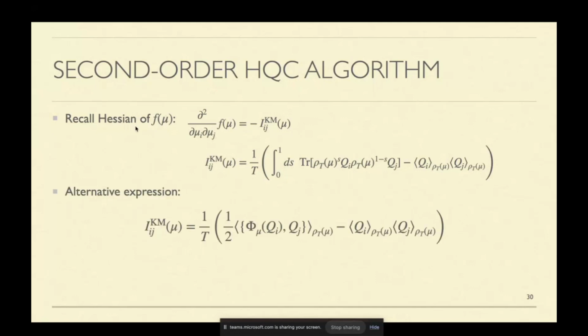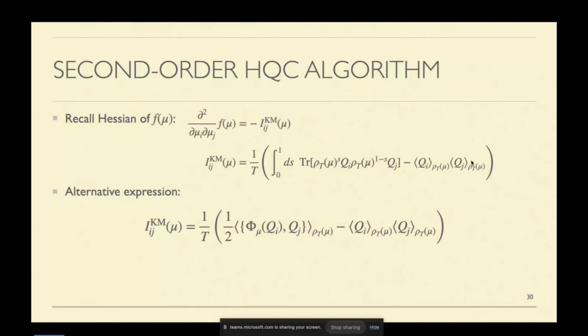So the Hessian, as we said, has this form. It's the negative of the Kubo-Mori information matrix. I'm not going to show this proof. There's a fair amount of math involving, I guess we could summarize it as operator Fourier transform, to rewrite this expression in this form.